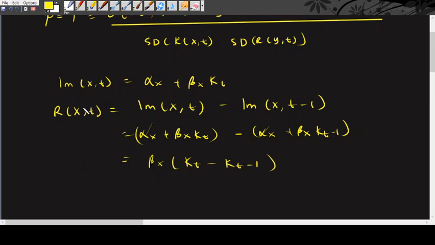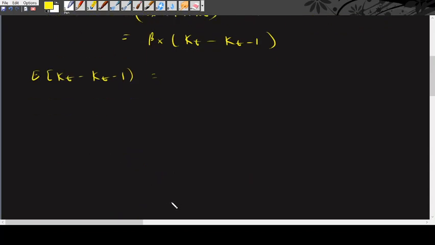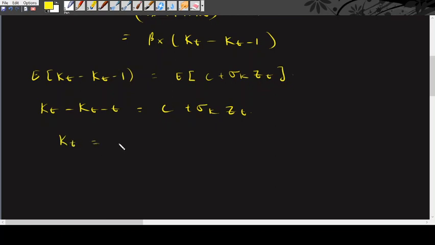So if you're looking for the expected value, we can get it through the expected value of both sides. For this case, the expected value of k_t minus k_t-1 will be equal to the expected value of C plus sigma_k z_t. Here we got this from k_t minus k_t-1, which is equal to C plus sigma_k z_t, because we know that k_t equals k_t-1 plus C plus sigma_k z_t. This is from the previous video.